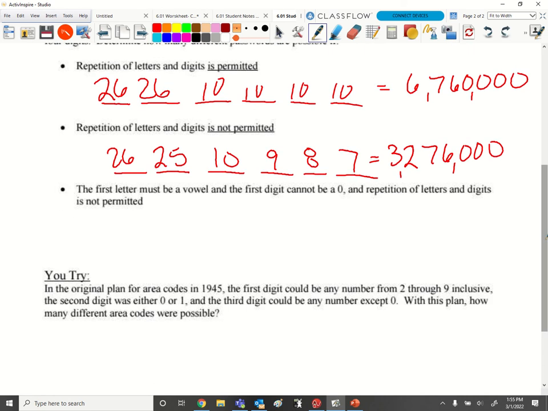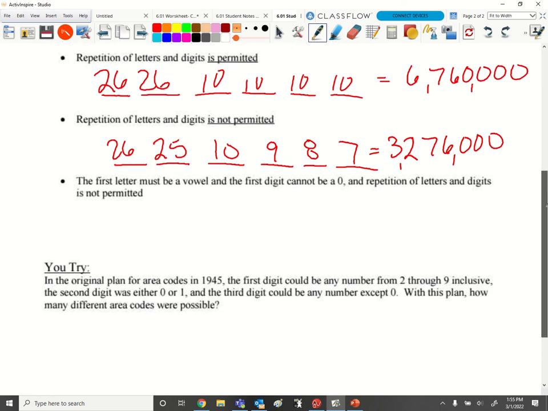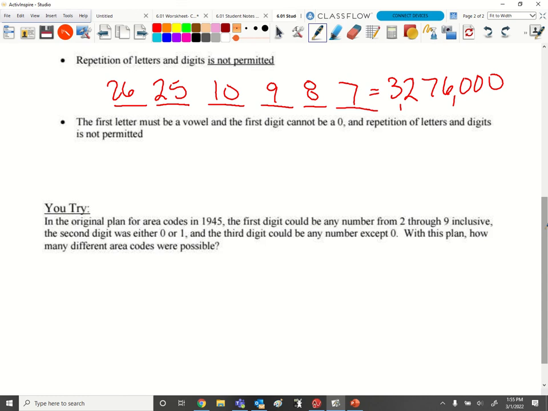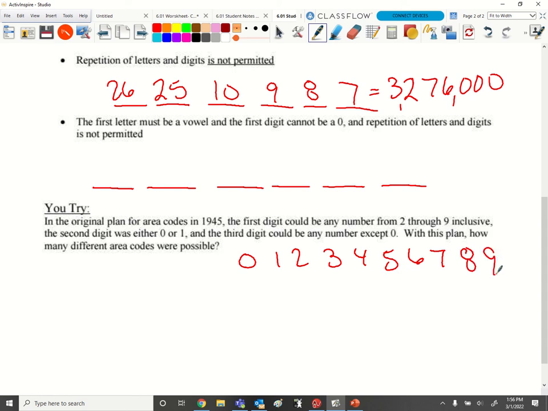Now this next one is kind of interesting. So I'm going to do a couple things here. The first letter must be a vowel. Okay, English letters. What are my vowels? A, E, I, O, U. We're going with 5. So there's going to be 5 here.